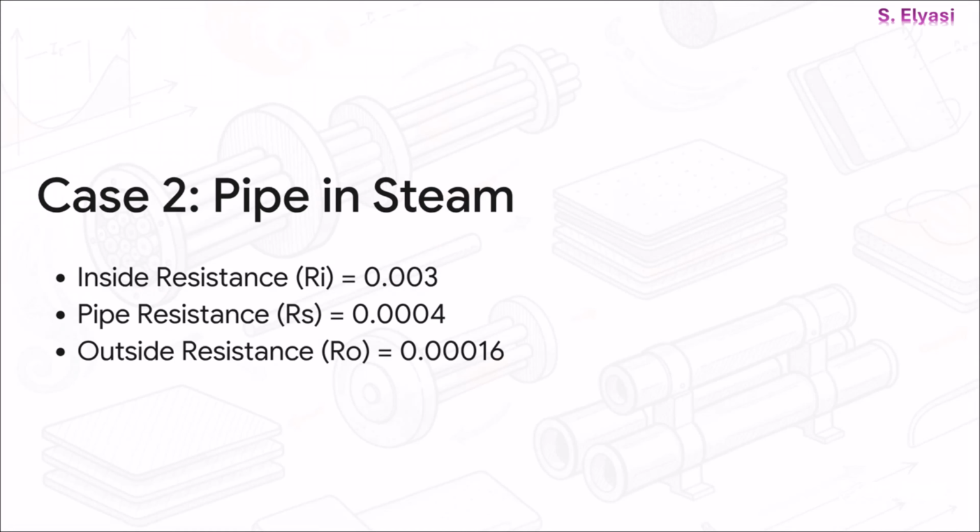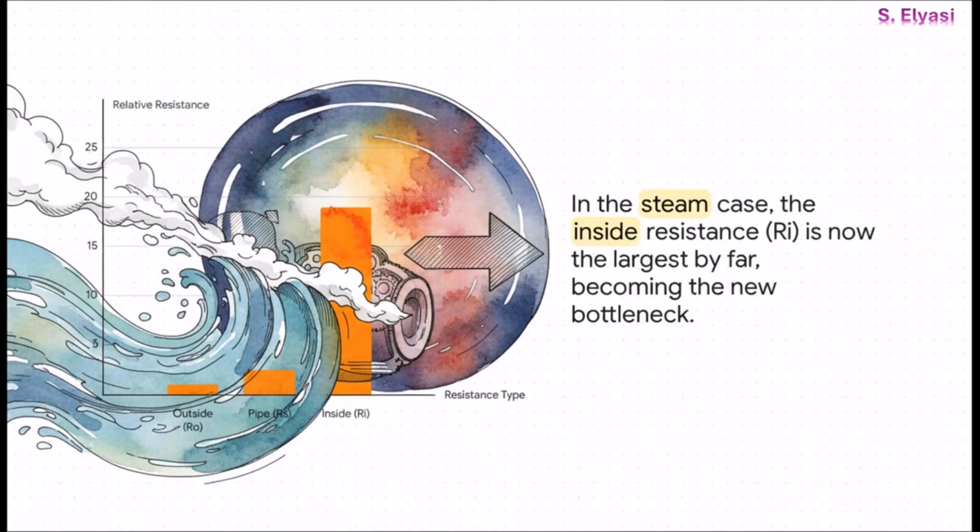But now, watch what happens when we swap the air for steam. The inside and the pipe resistances, they're exactly the same, of course. But look at what happened to the outside resistance. It has absolutely cratered, from over 0.6 all the way down to practically 0. It is now the smallest resistance of the 3, by a long shot. And this chart just shows the reversal so perfectly. The bottleneck has completely flipped from the outside to the inside. Now that water side resistance, RI, is almost 20 times bigger than the steam side resistance. It's a total role reversal.